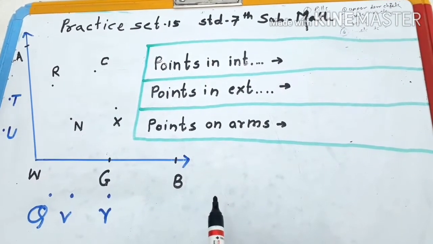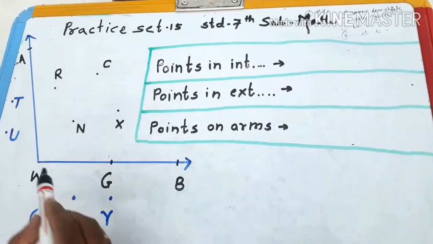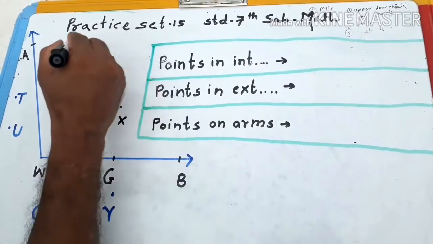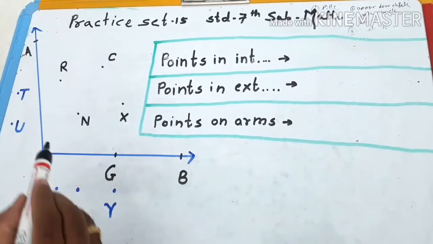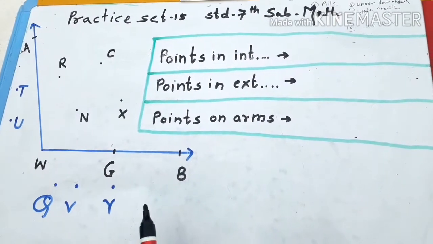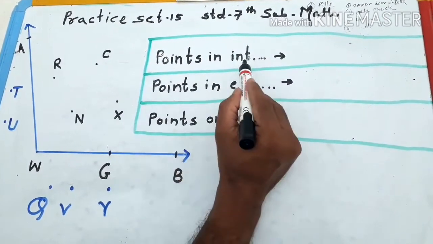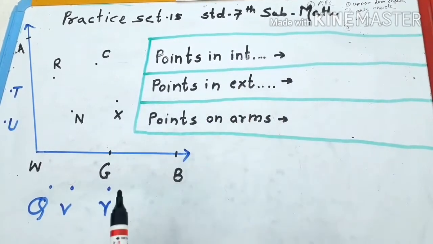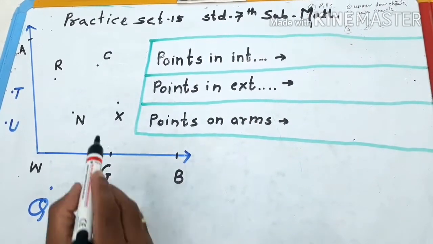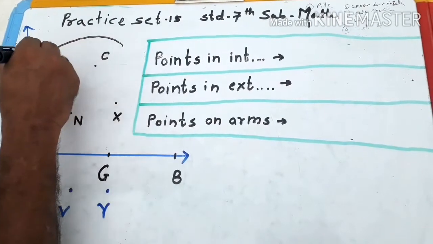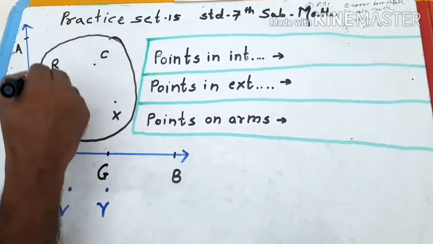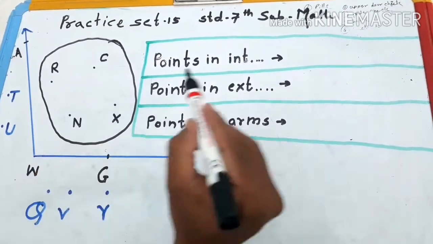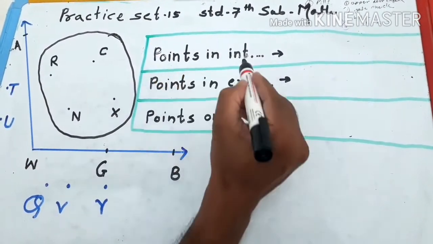So here are one angle and lots of points. Some points are interior, some exterior and some on the arm. So we have to write here points in interior. Interior side means, we know interior means this is the interior side of the angle. So these points are the interior points. So we put here first of all points in interior.